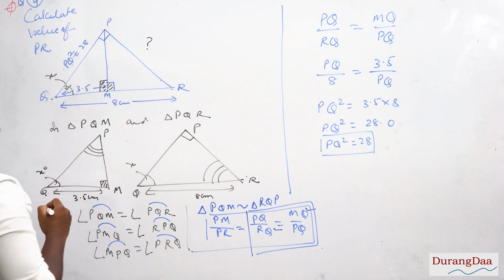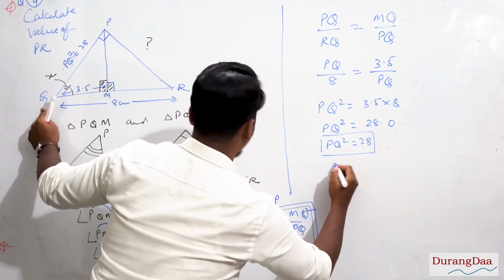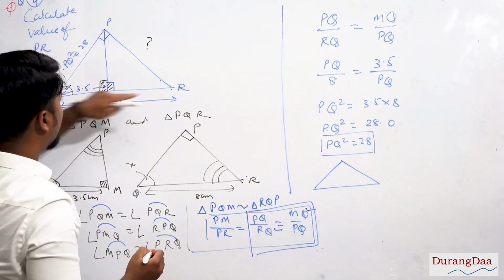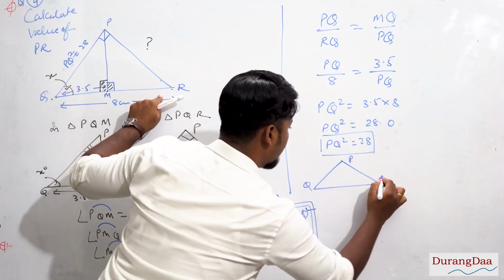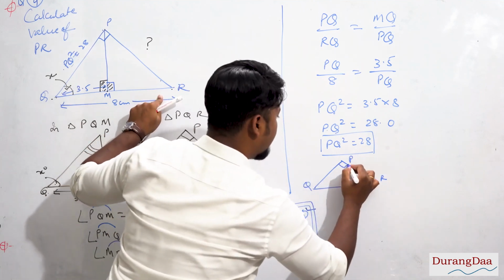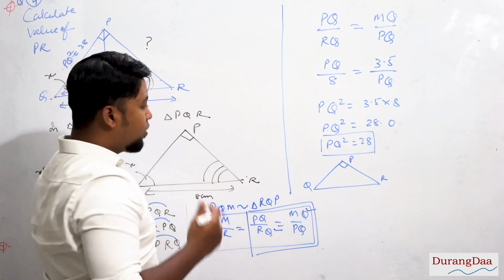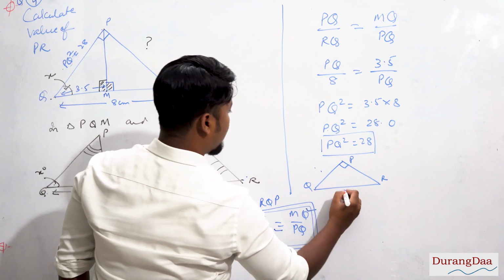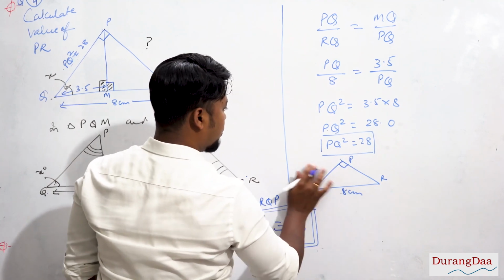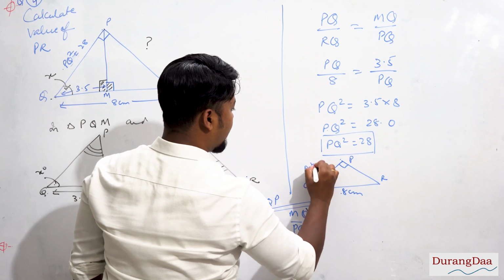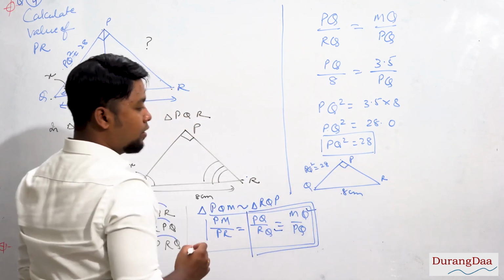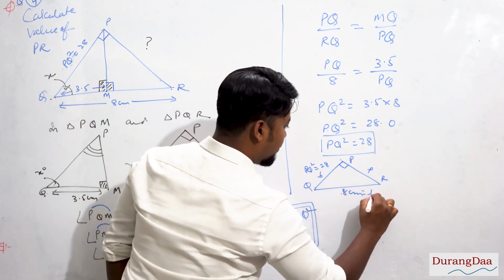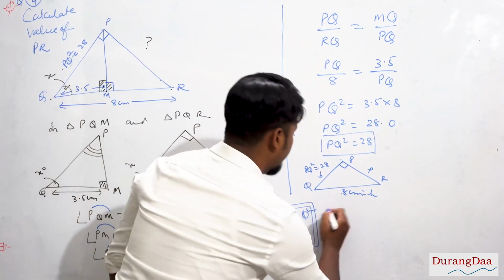All right. Now look carefully. This is a triangle PQR. It is having 90 degrees. Now we are going to use the Pythagoras theorem because two sides are known. QR already we are knowing it is 8 centimeters, and PQ square is 28. So let this be perpendicular, let this be base, and let this be hypotenuse. Now use the Pythagoras theorem.